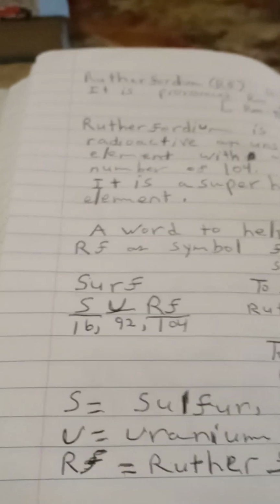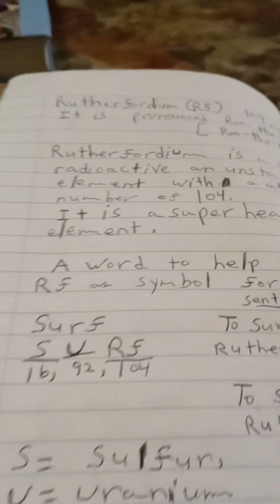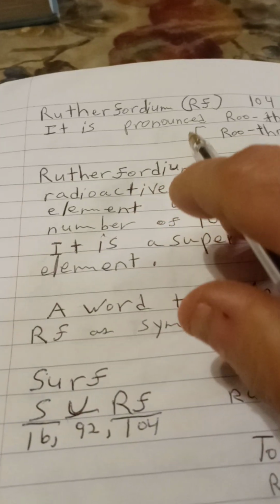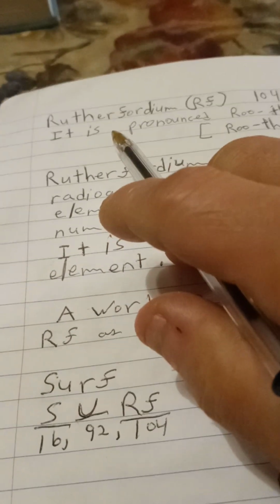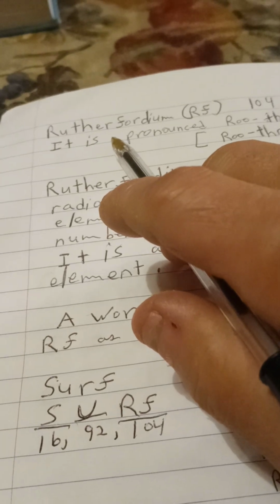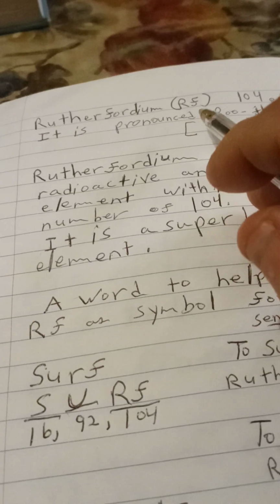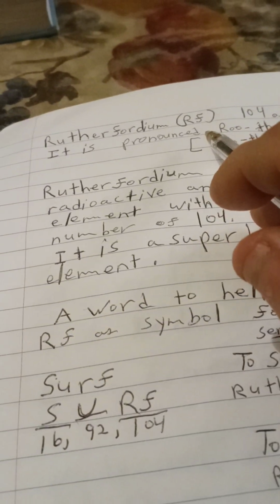All right. I'll let you go now. Now you know that Rutherfordium is the name of the element in the periodic table of elements, the chemical element, but capital R and a small f is the chemical symbol for that.